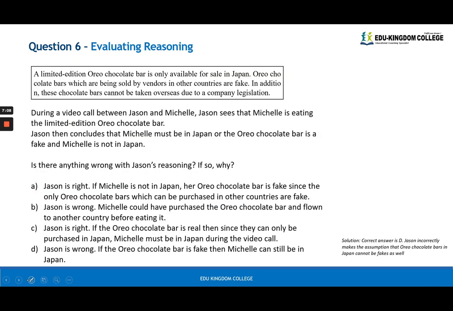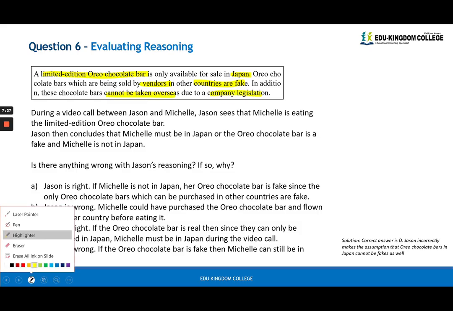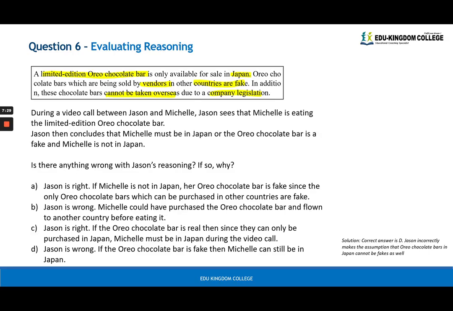Okay, number 6. So we have a bit of information in a box. A limited edition Oreo chocolate bar is only available for sale in Japan. Oreo chocolate bars, which are being sold by vendors in other countries, are fake. In addition, these chocolate bars cannot be taken overseas due to company legislation. So during a FaceTime call or video call between Jason and Michelle, Jason sees that Michelle is eating this limited edition Oreo chocolate bar. Jason concludes that Michelle must be in Japan, or the Oreo chocolate bar is a fake and Michelle is not in Japan.